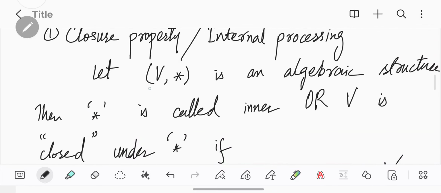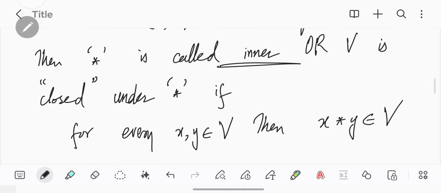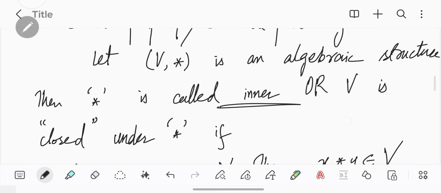Look here, this property, inner operation, was satisfied for only two elements. It was relating only two elements. It says if you have two elements from the set, then their operation is also in the set. If you are able to find any two elements in the set such that their operation is not in the set, that means you will say this property does not hold.